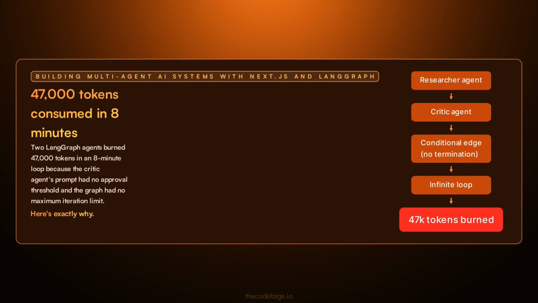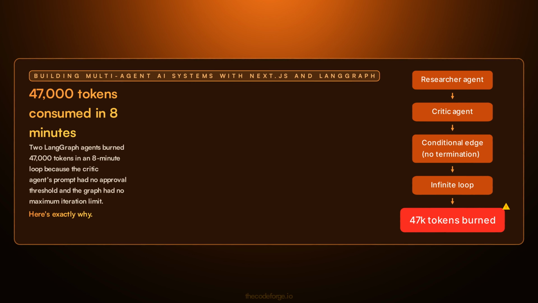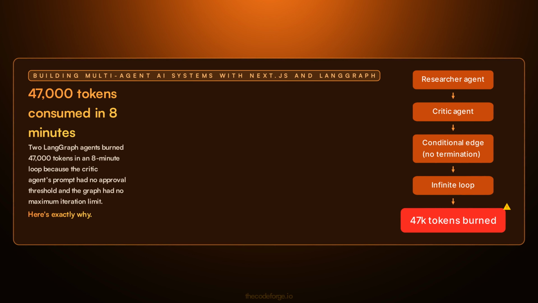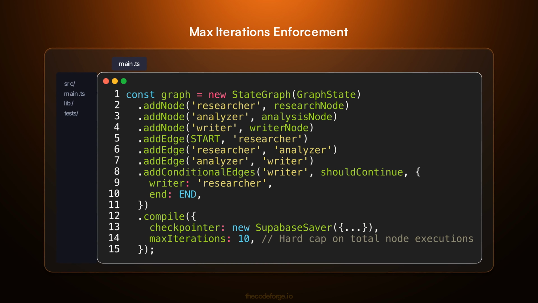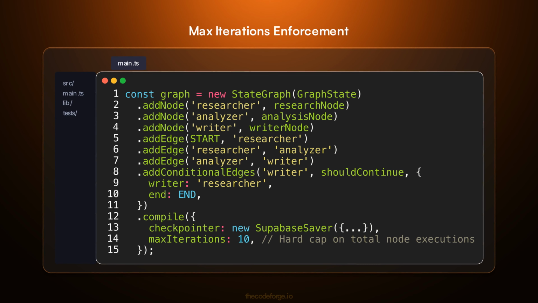47,000 tokens burned in 8 minutes, and the user saw nothing. 2 LangGraph agents were stuck in an infinite loop because the critic's prompt told it to be thorough and critical with no approval threshold. The article mentions maxIterations, but does not show how to set it.